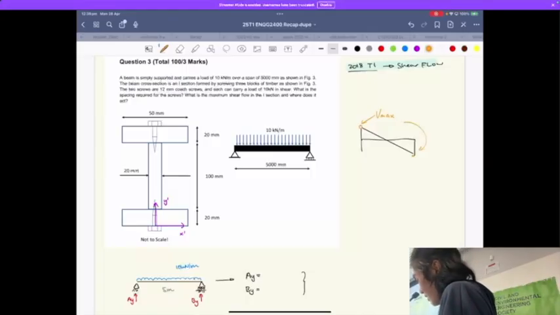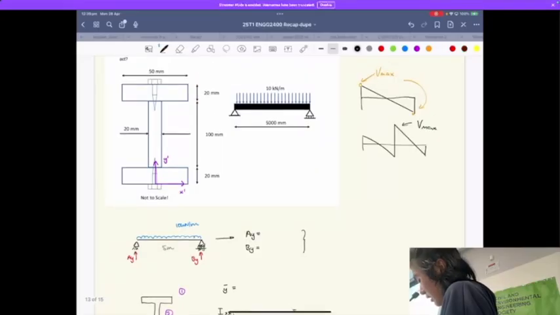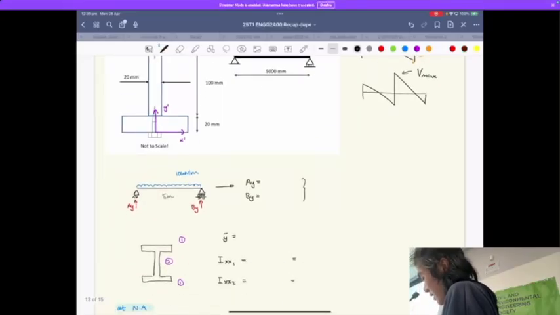In the case that you get something that looks like this, like that, then you would have to calculate shear here. But in this case, we can take this really easily. 5 times 10 times half is 25. You can just say that both of those reactions are 25 kilonewtons. And that means your Vmax is 25 kilonewtons.